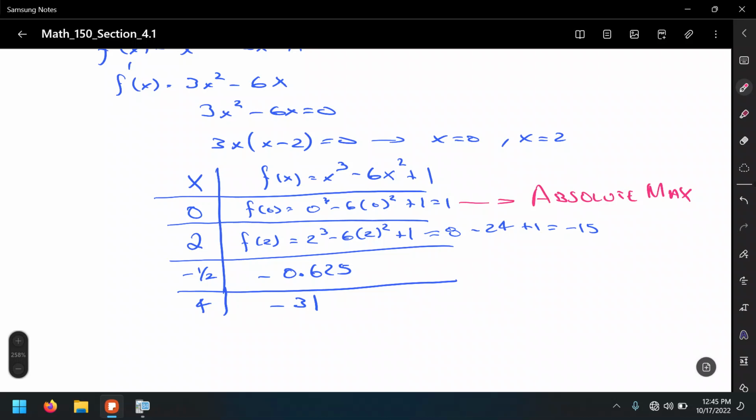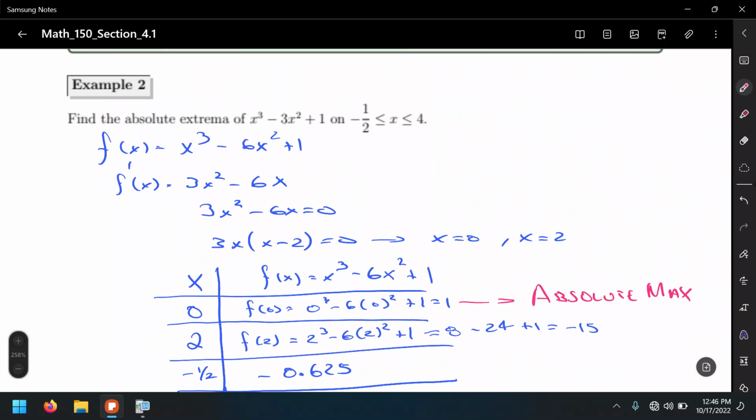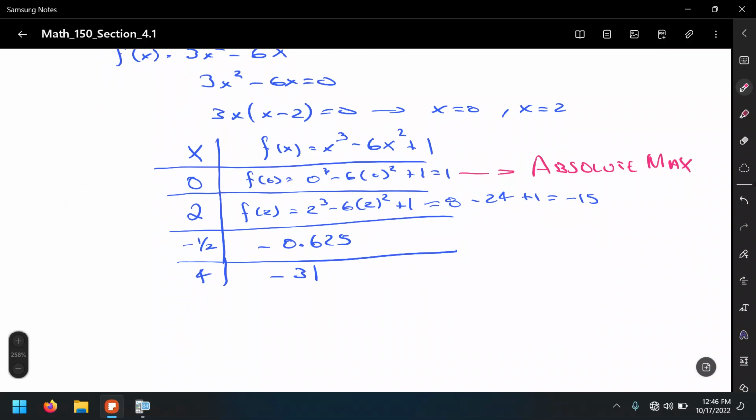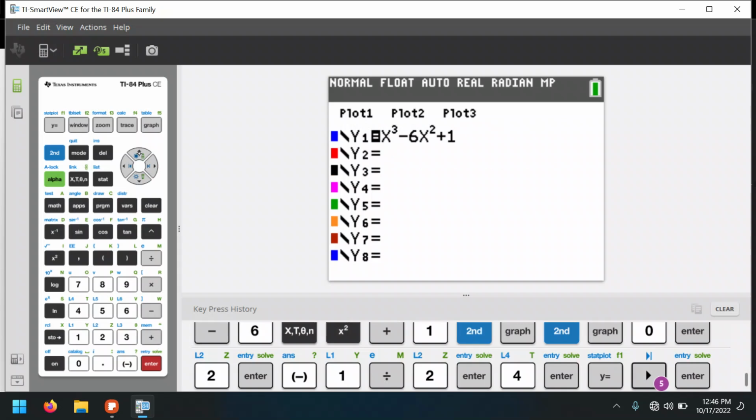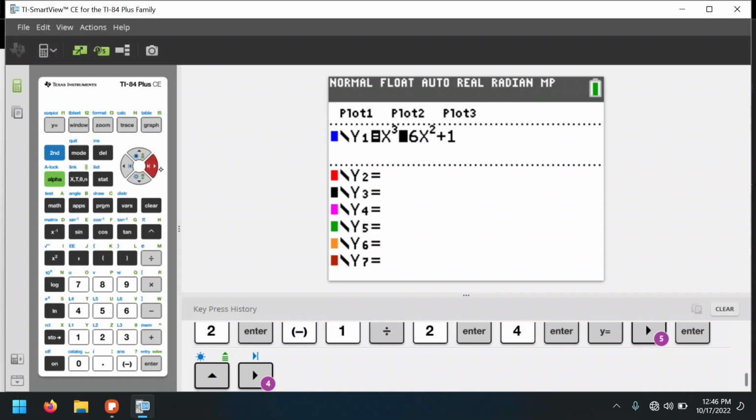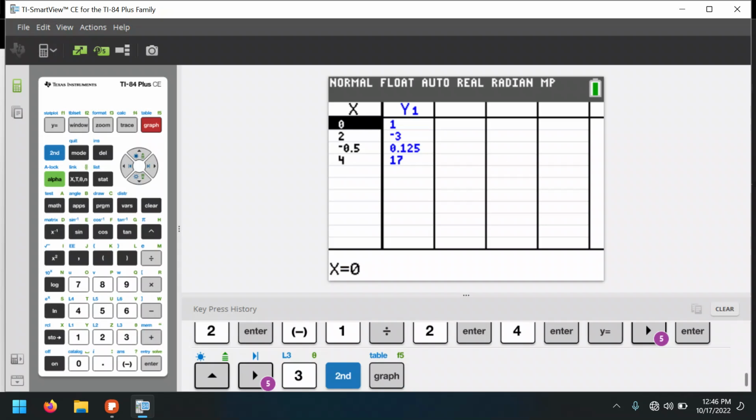I think it should be negative 3x squared, but that's negative 6x squared. Negative 6x squared? It should be negative 3x squared. Oh yes, negative 3x squared. Oh, okay, I see what I did. Yes, negative 3x squared. So that's going to change some of the values. The first two are still the same.